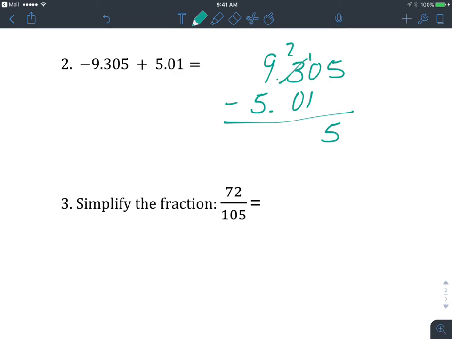Turn that 0 to a 10. 10 minus 1, 9. 2 minus 0, 2. 9 minus 5, 4. Don't forget the decimal. My answer is going to be positive or negative. Negative number is bigger. It's going to be a negative 4 and 295 thousandths.